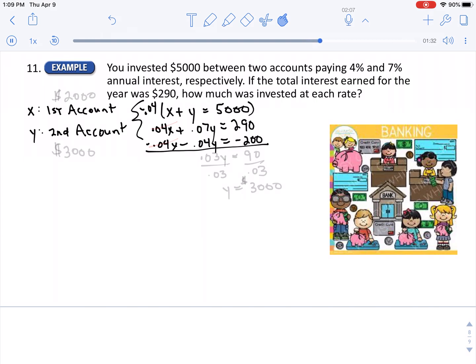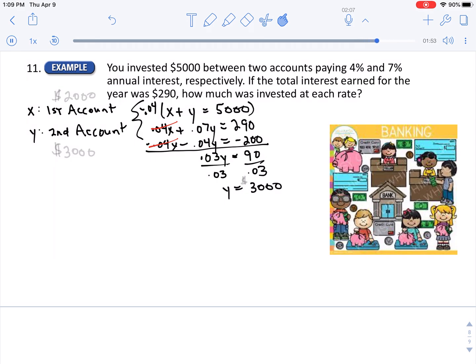Now I'm using elimination, so I'm going to add these two together and notice that my x is going to be eliminated. And I get 0.03y equals 90. Divide both sides by 0.03, and I get y equals 3,000.